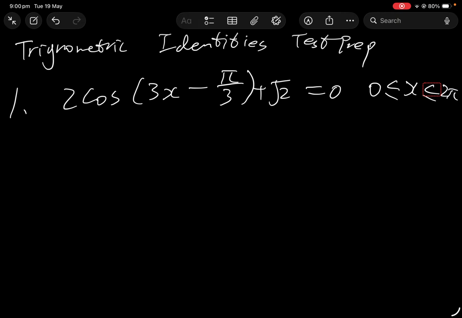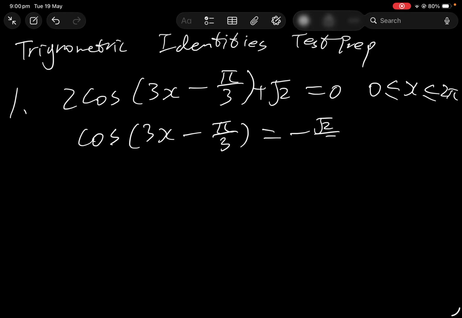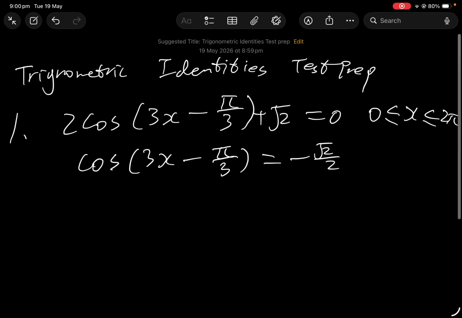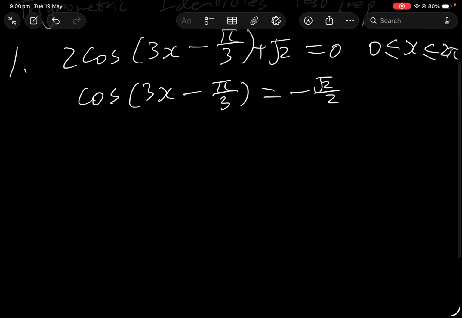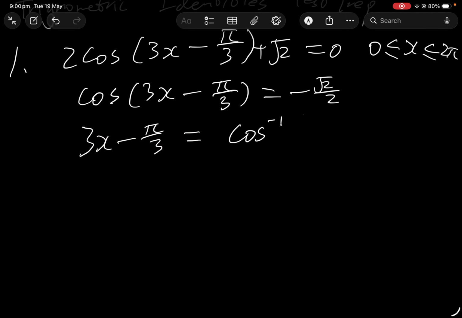So first we're going to rearrange it to make it like a normal trig question: cos(3x − π/3) = −√2/2, because I moved that over. Normally, teachers will teach you to put the 3x in there and then change the domain. I'm not doing that. I'll just do this. This is also a common method of doing these things.